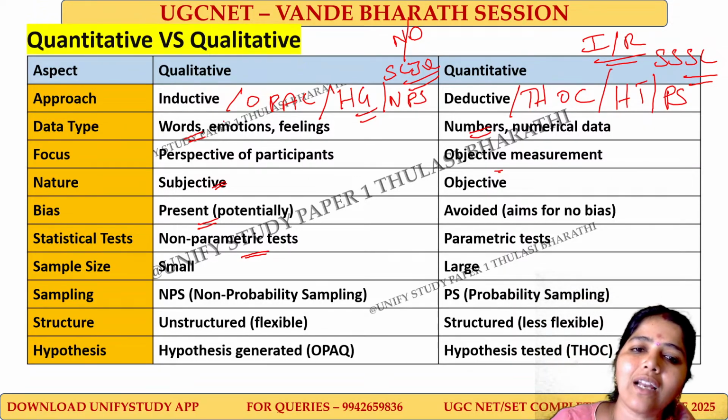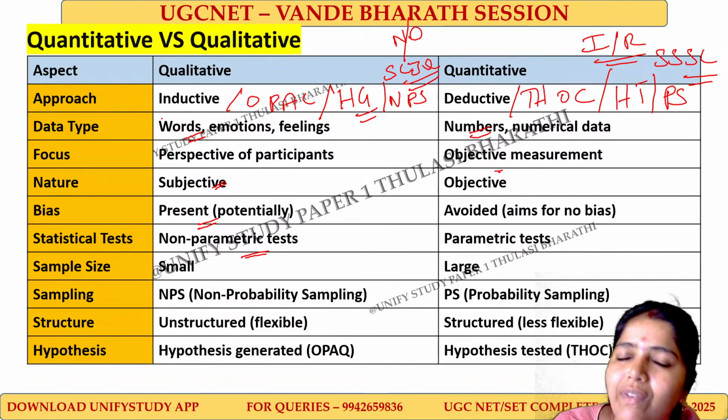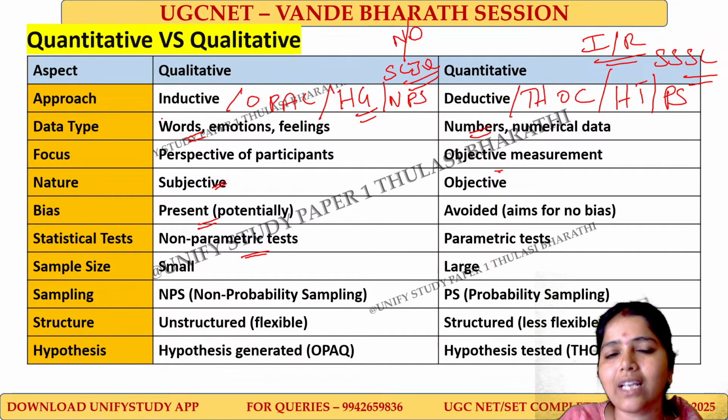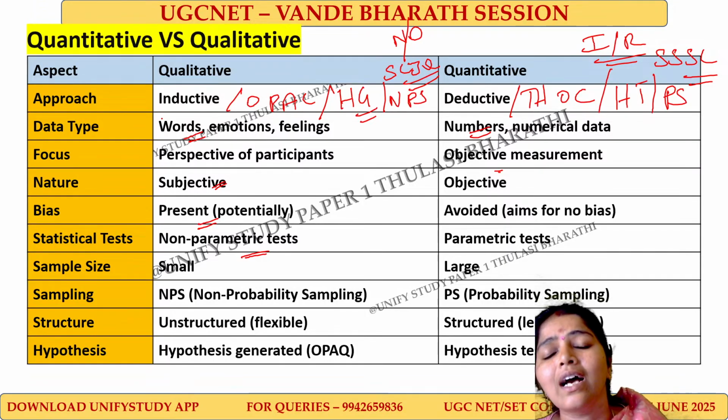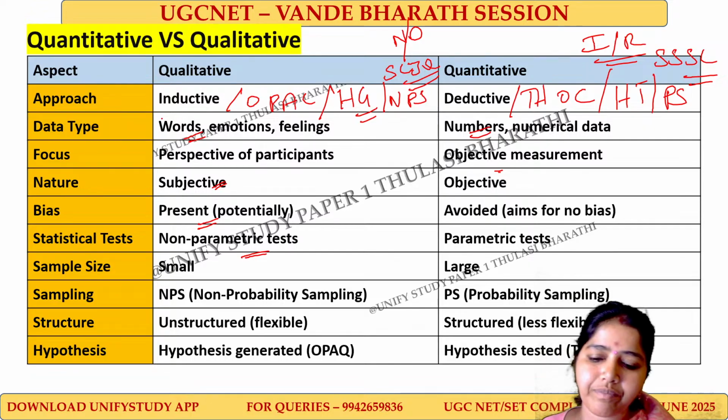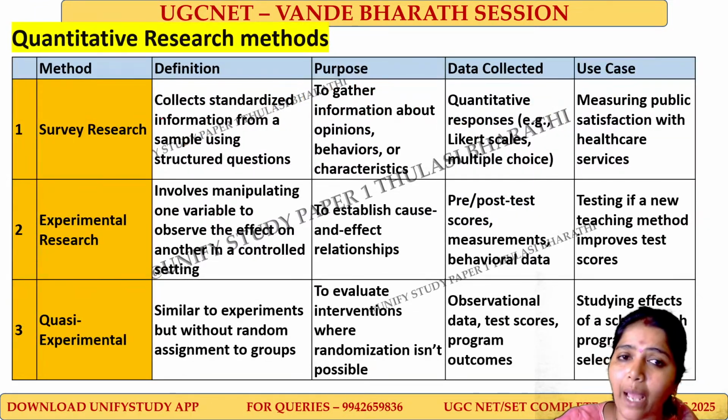Clear? And here the structure of the research is unstructured. It's flexible, we can move it, we can change things. In the case of quantitative it is less flexible. Next we move on. These are the different types.